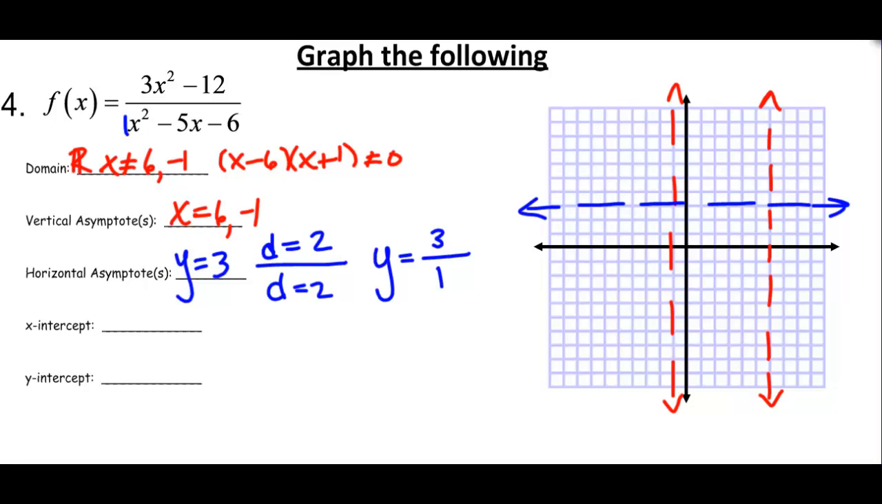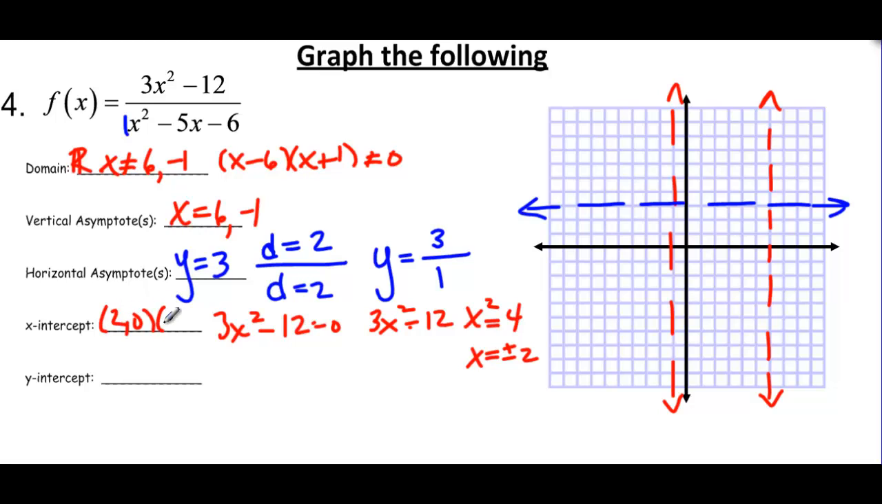Okay. My x-intercepts, I'm going to set the numerator equal to 0 and solve. So I'm going to get 3x squared equals 12, x squared equals 4, which means I'm going to get x is equal to plus or minus 2. So I'm going to get 2, 0, and negative 2, 0. It's okay if you write plus or minus 2 as well. So I'm going to go to 2, 0, and negative 2, 0.